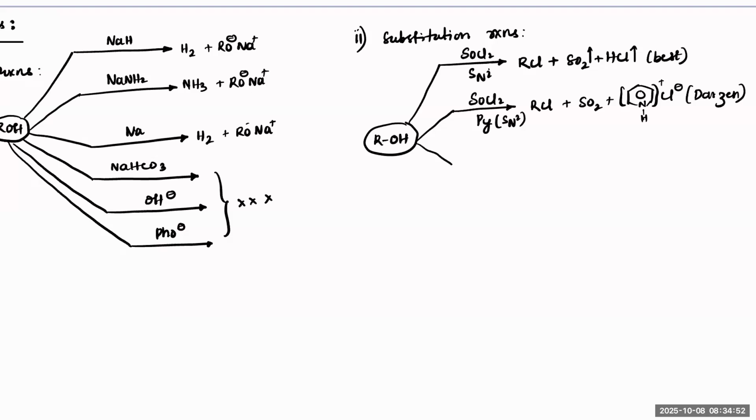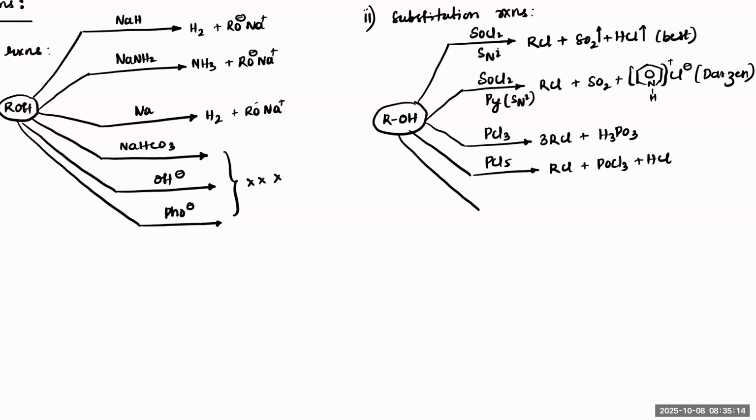Clear? Next, PCl3: you'll get 3 moles of alkyl halide plus H3PO3. PCl5: you will get 1 mole of alkyl halide plus POCl3 plus HCl. Got it? You can write the same thing as red phosphorus with X2. It is going to give you RX only plus H3PO3. Got it? This is the same thing.